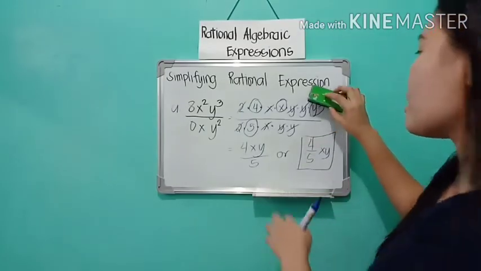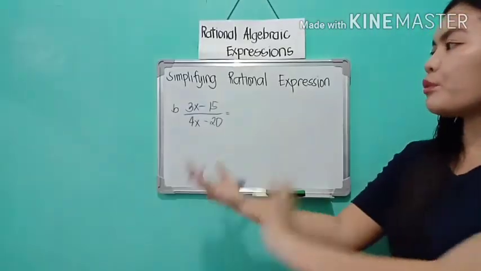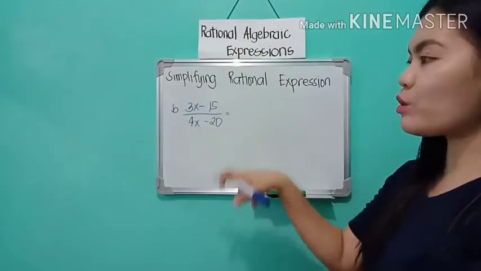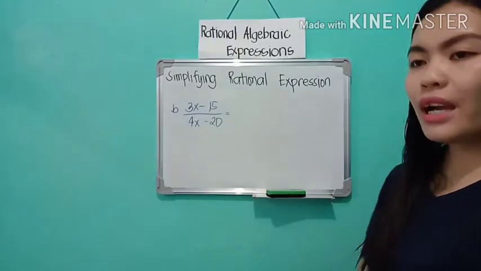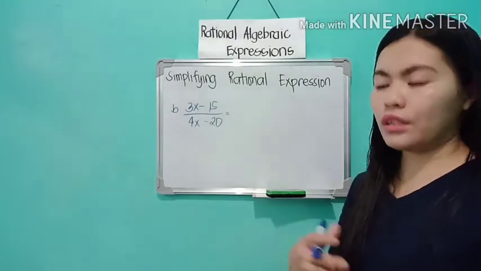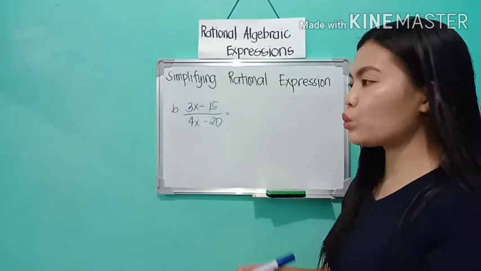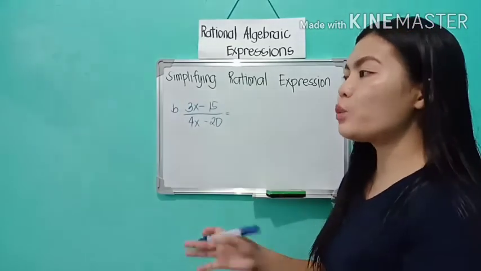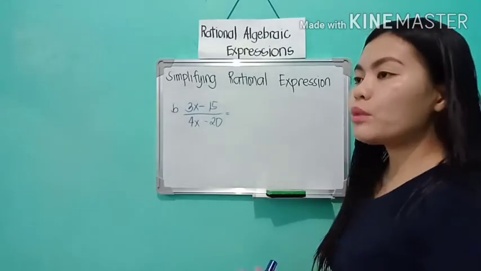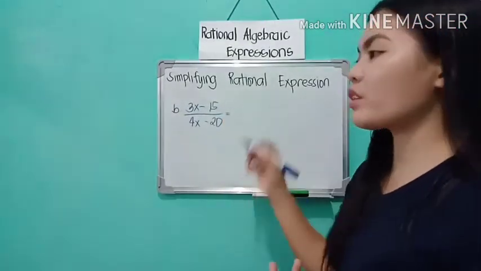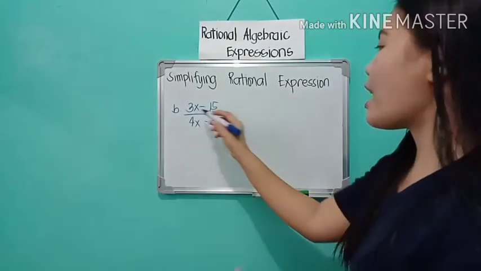Alright, so let's go for another example. Let's simplify this rational expression. We have 3x minus 15 over 4x minus 20. Paano natin to gawin or paano natin to i-simplify? Gamit yung past lesson natin that we learned about common monomial factoring, i-factor natin yung numerator at saka denominator.